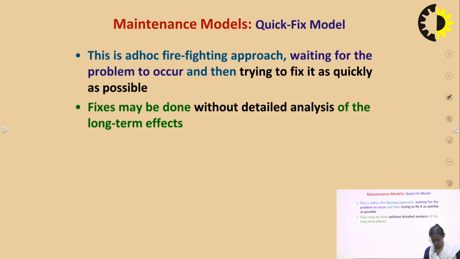Maintenance, now we will go with the maintenance models. Now the very first one is the quick fix model, and this is the ad hoc version. So this is an ad hoc firefighting approach, waiting for the problem to occur. If it occurs, fix it as soon as possible, and when the fix has been done, you send the patch to the customer and your work is over. So here the fixes may be done without detailed analysis of the long-term effects.